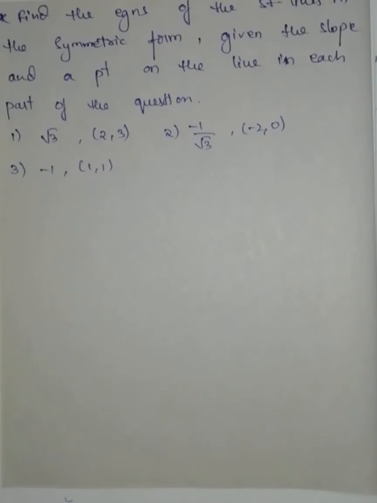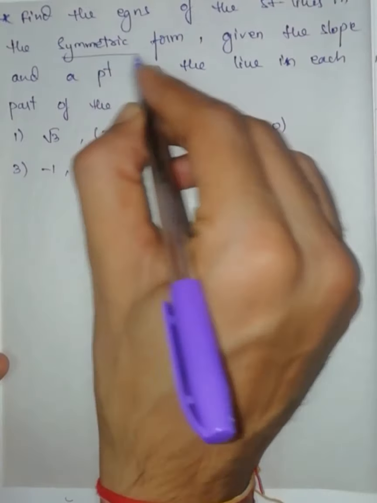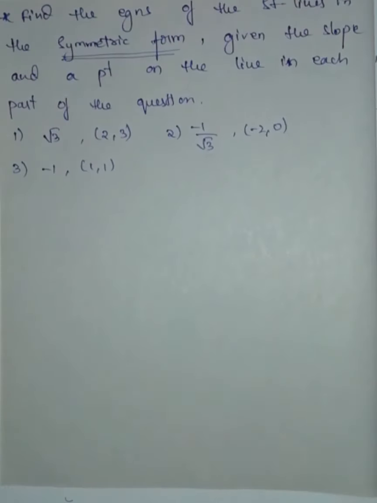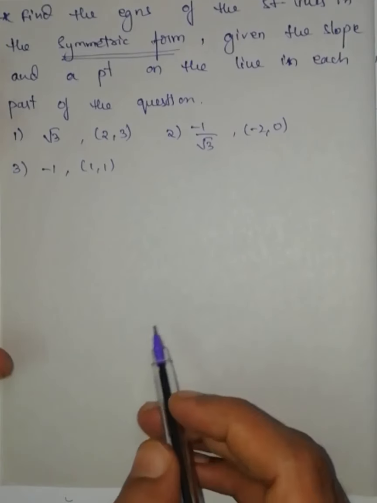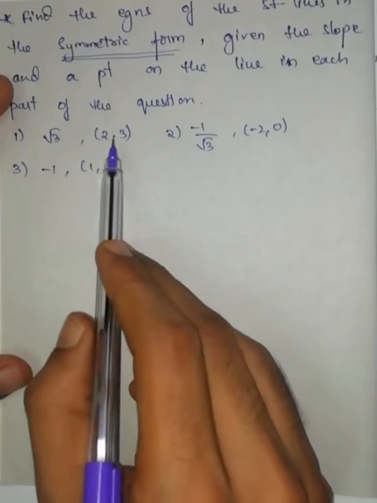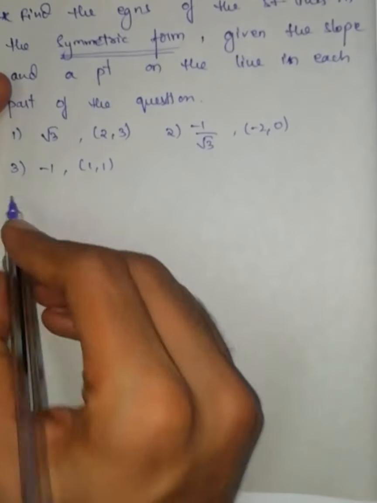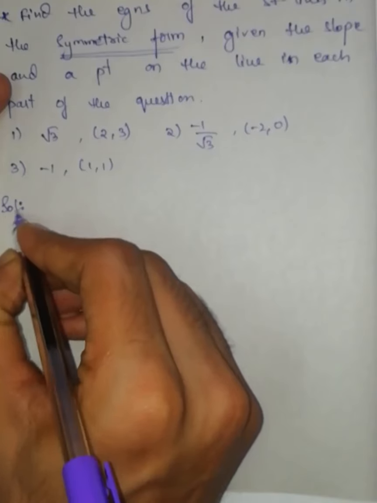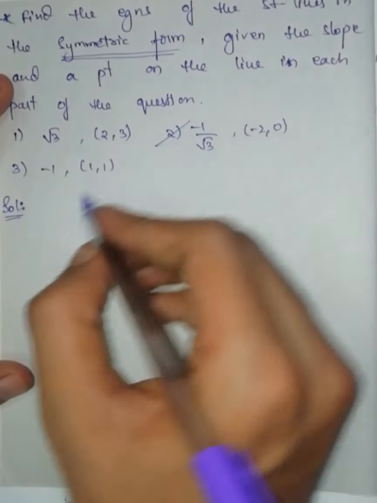The question says we have to find the equation of a straight line in the symmetric form. And given that the slope and a point on the line in each part of the question. So I am going to solve. This is the slope and this is the point on the line. Solution. I am going to solve the second one.